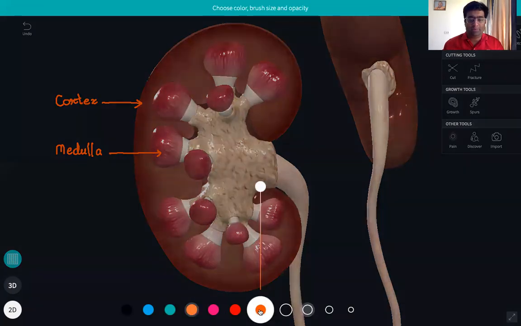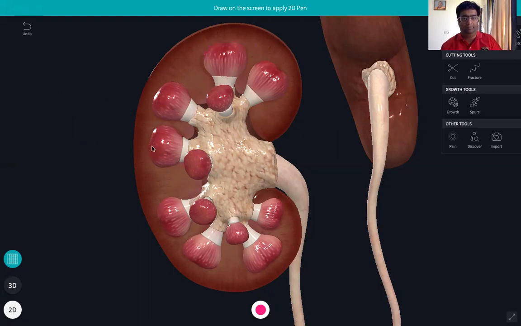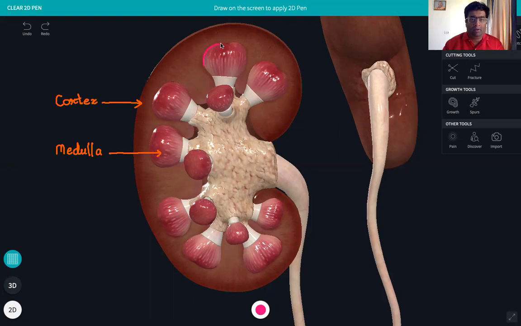Now, when we talk about each pyramid, you can see here, I'll just highlight one of the pyramids. The broader base of the pyramid faces the cortex. Yeah, you can see here. The broader base of the pyramid faces towards the cortex. And the narrow apex of each pyramid faces towards the renal pelvis. Here somewhere we have the pelvis.